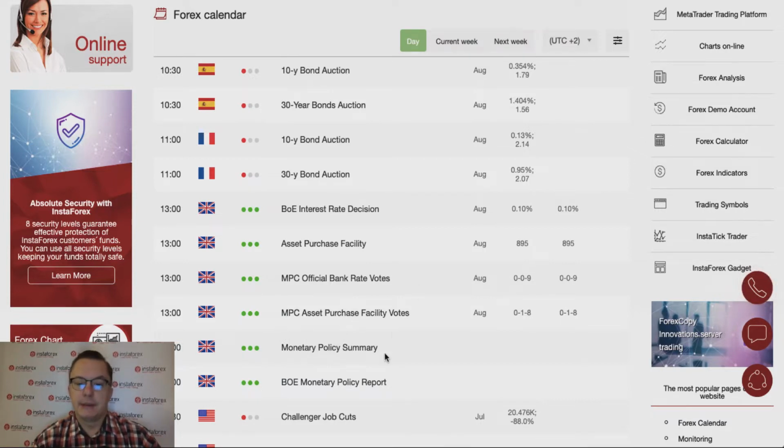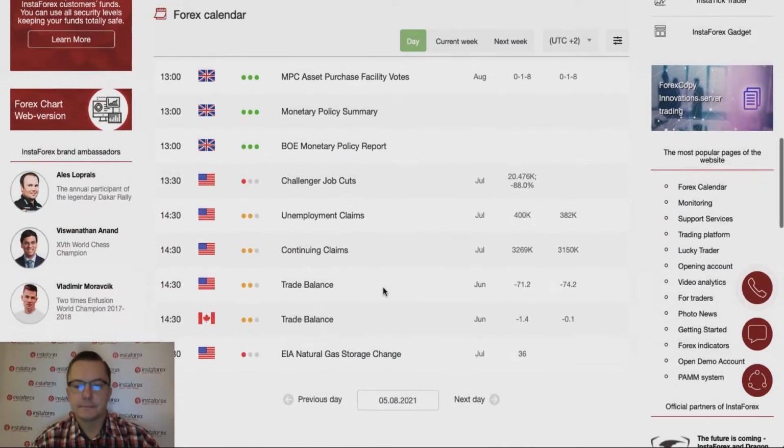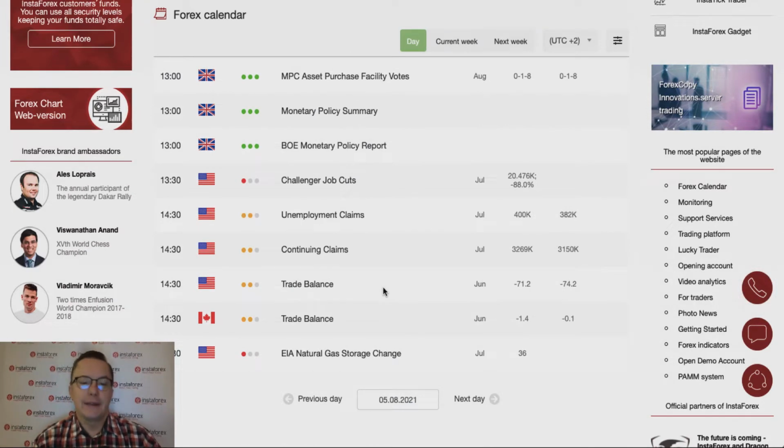So please keep an eye on the monetary policy summary and of course on the official bank rate votes, because as we know, the market discounts everything, and most likely the market will discount future events, right? Not the present time. Right, enough of the philosophy. What do we have else?